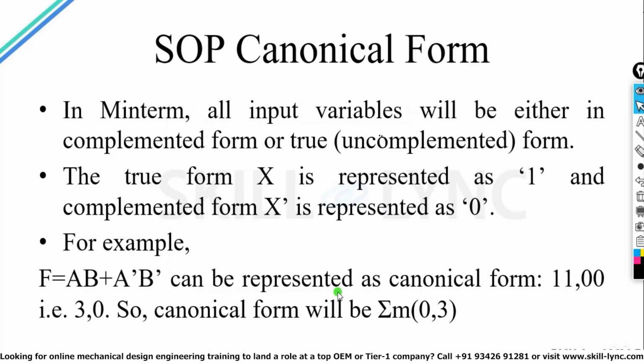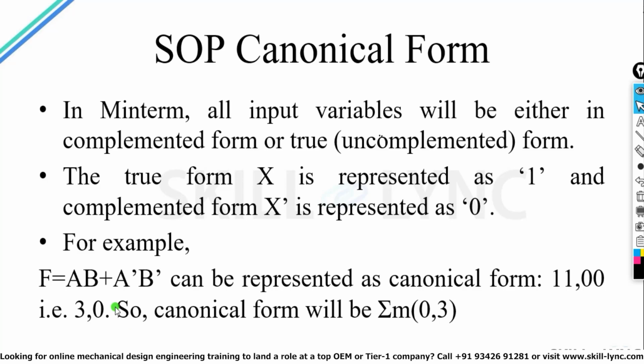So let us see what is the canonical form of the SOP. Till this point, we have seen what is SOP, what is POS, what is min term, what is max term. Now we are starting canonical form. In min terms, all inputs will be either in complemented or uncomplemented form. So the logical sum of all the min terms is known as the canonical form of SOP, and it will be represented as sigma small m. Let's take an example also.